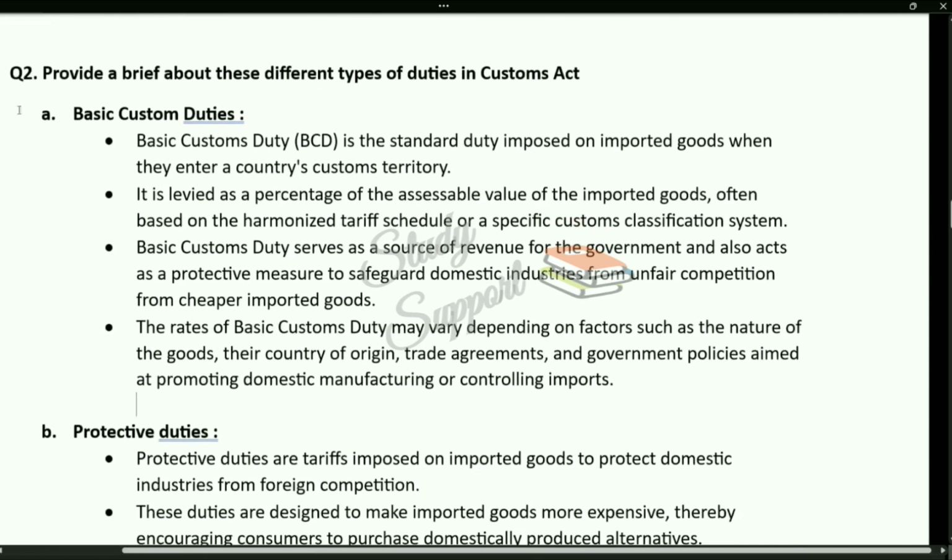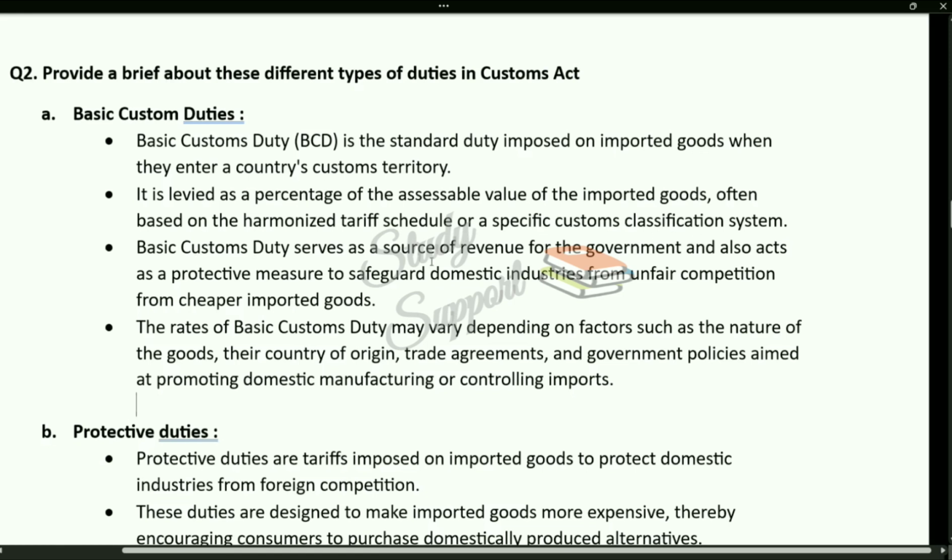Q2. Provide a brief about these different types of duties in Customs Act. A. Basic Custom Duties. Basic Customs Duty, BCD, is the standard duty imposed on imported goods when they enter a country's customs territory. It is levied as a percentage of the assessable value of the imported goods, often based on the harmonized tariff schedule or a specific customs classification system.